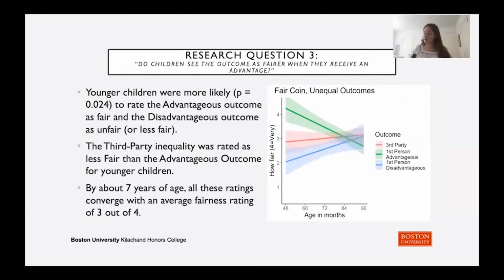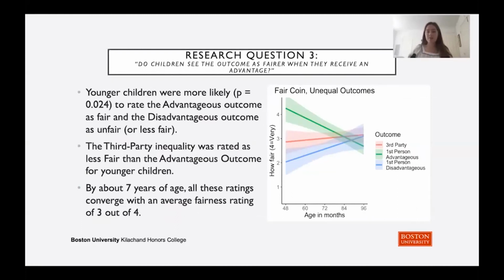So for our final research question, we found that younger children are significantly more likely to rate an advantage, or receiving 6 stickers, as more fair than receiving a disadvantage, or receiving 1 sticker. Again, we see that younger children are more tuned in to the outcomes that they are receiving than they are to the procedure. So with age, these ratings converge again. By about 7 years of age, all of these ratings are about the same. So they're about 3 out of 4, suggesting that with age, children are focusing more on the procedure than they are the outcome.